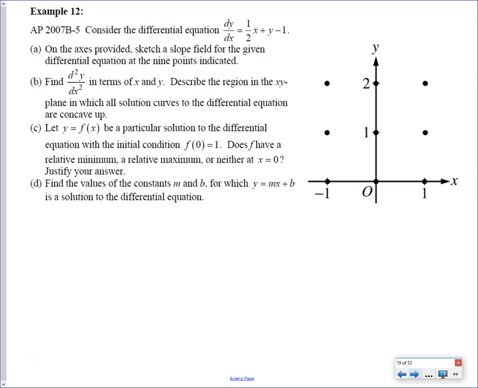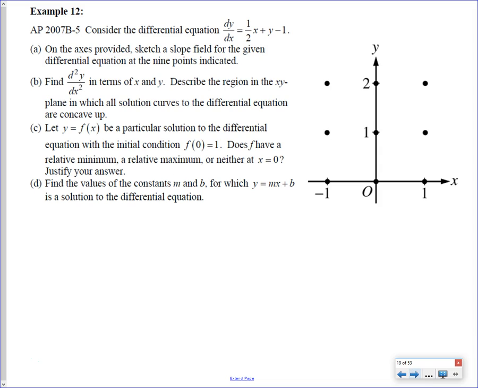Sketch. Okay, we know how to do that. Ooh. Letter B, concavity. Letter C, relative. Okay, let's do this one. Example 12. Are you ready? Okay. I'm not going to make a table, even though I probably should. We're going to work together and check each other's mental math.